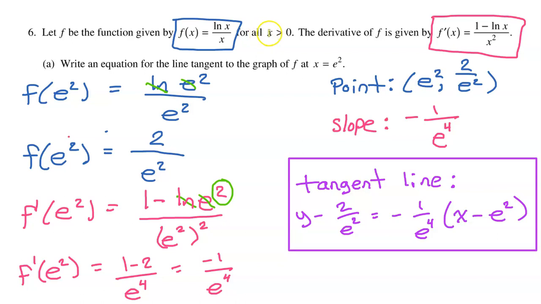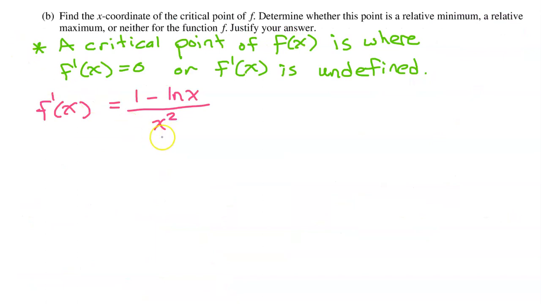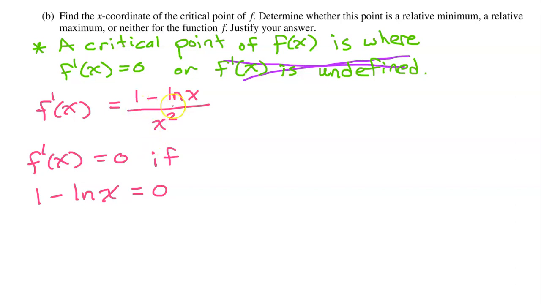Also remember that the function is only defined for x greater than 0. Since we are given that x is greater than 0, there's no way that the denominator is going to equal 0. So we don't have to worry about f prime being undefined. So let's just focus on where f prime is equal to 0, and that'll be the critical point. We know a fraction will only equal 0 if the numerator is equal to 0. So f prime will equal 0 if 1 minus natural log x is equal to 0.